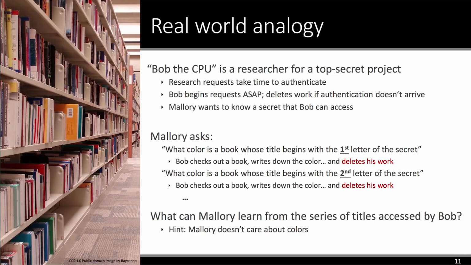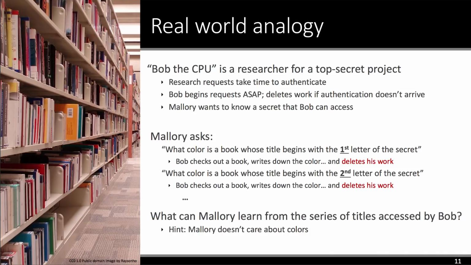Mallory then asks the next question, and Bob here is a CPU. He remembers his pipeline depth is a few nanoseconds here, so he doesn't remember that he's been asked some strange questions before. The next question comes in: what color is the book whose title begins with the second letter of the secret? Bob goes off, checks the book out, writes it down, then burns the slip of paper that he wrote it down on. And this continues.